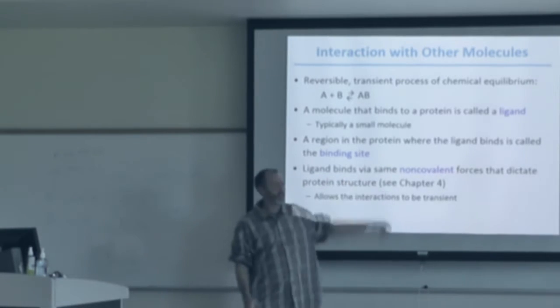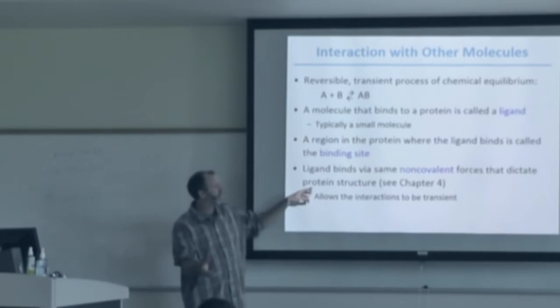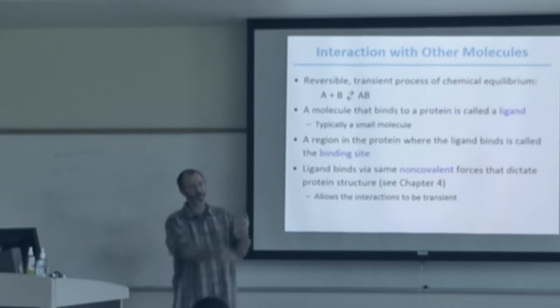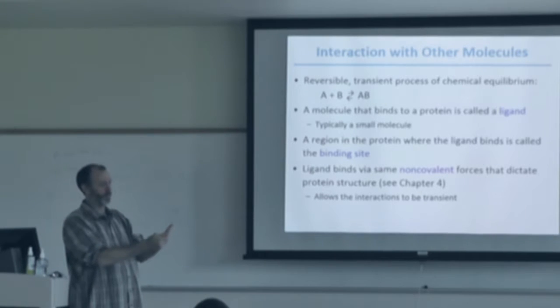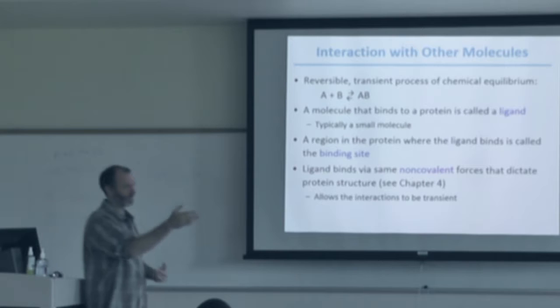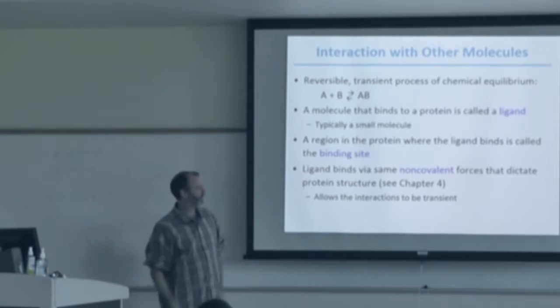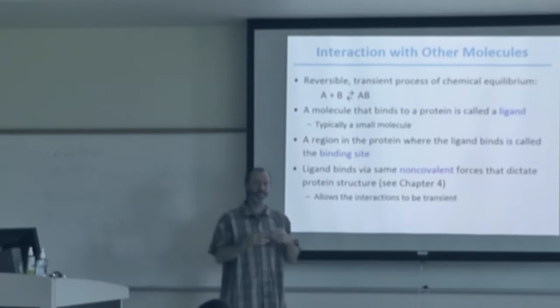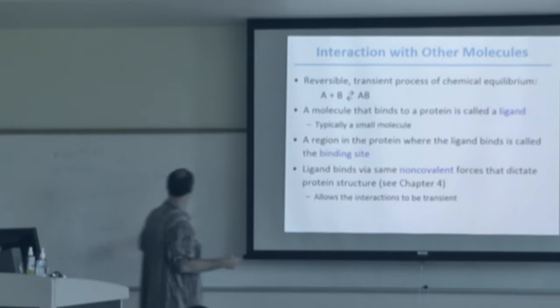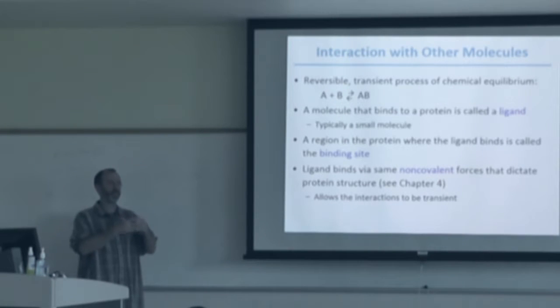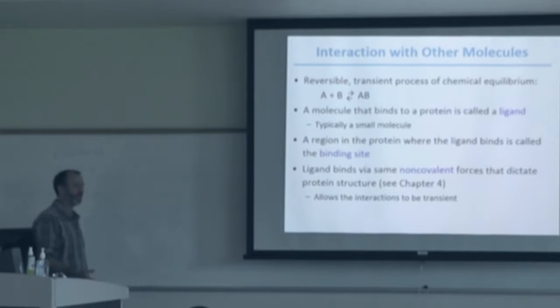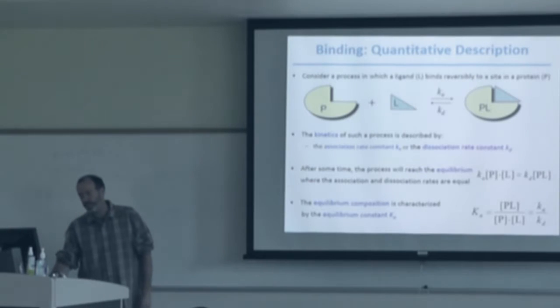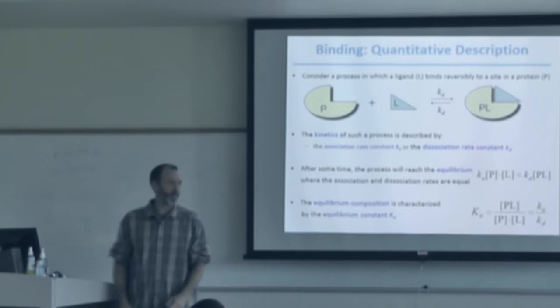The ligand binds via the same non-covalent forces that dictate protein structure. So there are weak forces, your hydrophobic forces, hydrogen bonding, salt bridges. You're not going to form disulfide bonds, things like that. They allow the interactions to be transient because it doesn't take a lot of energy to break them apart. And in fact, they'll be in equilibrium, but there'll always be a certain number of molecules dissociating and a certain number that are going to associate, depending on what these constants are at equilibrium.